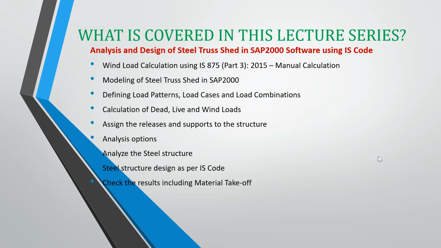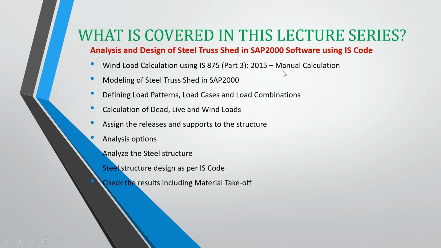And finally, before ending this first lecture, let's see what will be covered in this lecture series. Our lecture series name will be Analysis and Design of Steel Truss Shed in SAP 2000 software using IS code. I will be doing this lecture series on SAP 2000 software. We will also learn a little about the use of SAP 2000 software. It is not much different from ETABS. Both software are products of CSI itself. SAP is a more generalized software and is used for the design of various structures besides buildings. ETABS is only for the analysis and design of buildings. So we will be using SAP 2000 software in this lecture series.